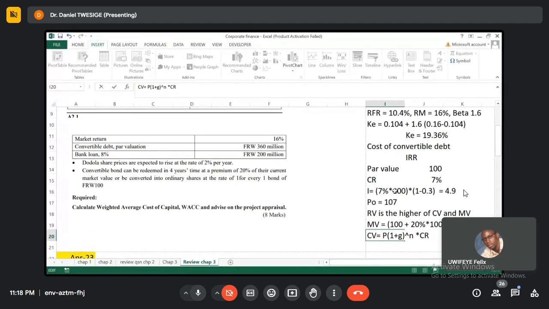To get the conversion value will be the current price, because in this question they have told us that the price is going to grow. If there was no growth, you just get the price times the conversion ratio. But since there is a growth, you need to recognize the growth rate in the price. Are we there?